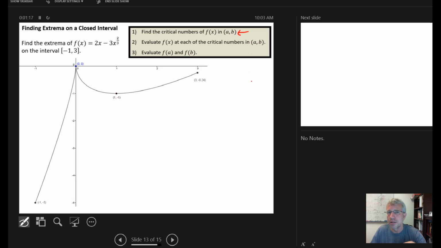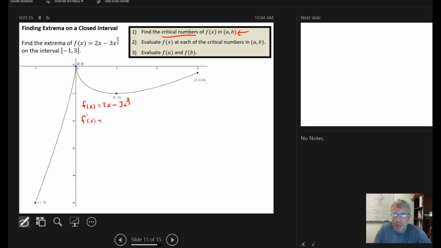First, we need to find the critical numbers for our function. So our function is f of x equals 2x minus 3x to the 2/3. Our critical numbers are going to occur either where the tangent lines are horizontal or where the derivative is undefined at the cusp. So we know we need to take the derivative of the function as our next step, because to find the critical numbers, the places where the derivative is undefined or equal to 0, we need to find the derivative.